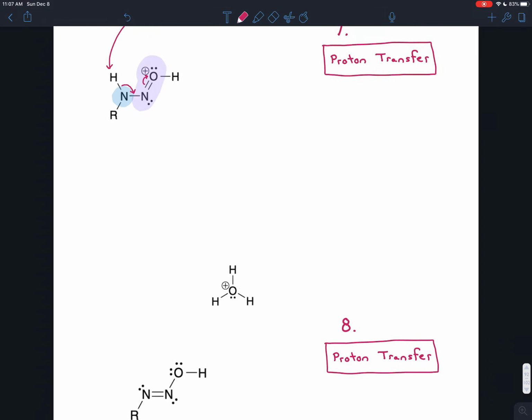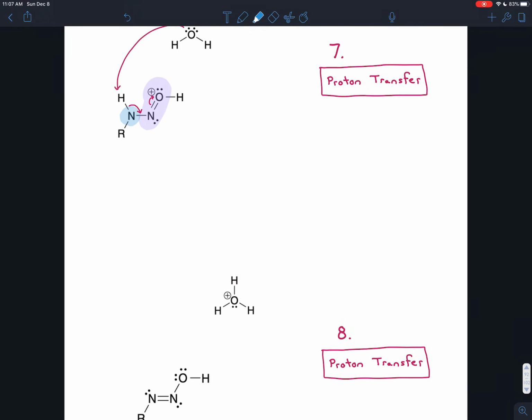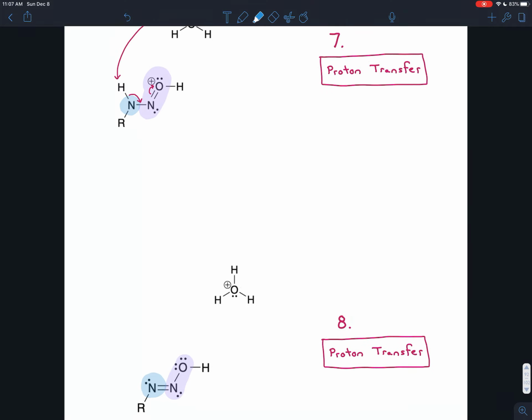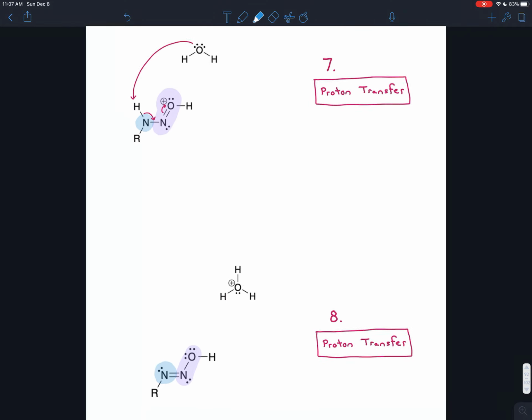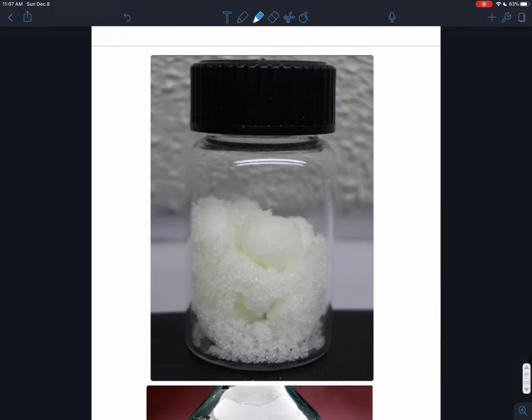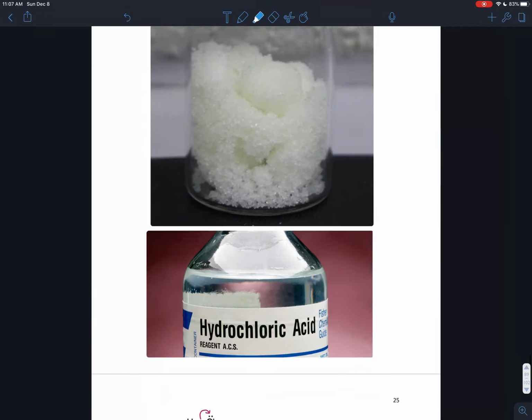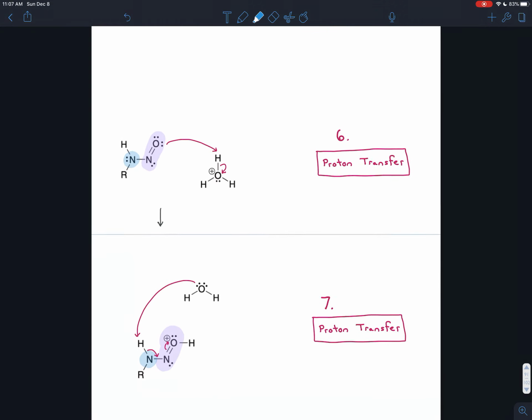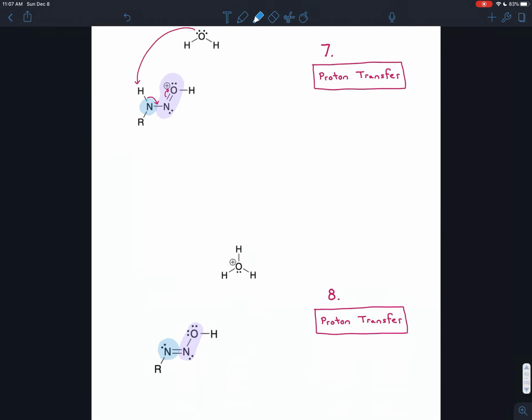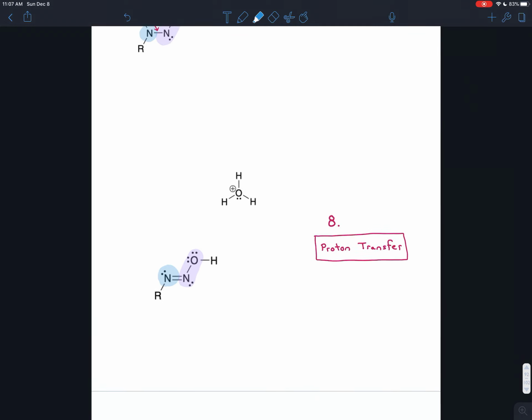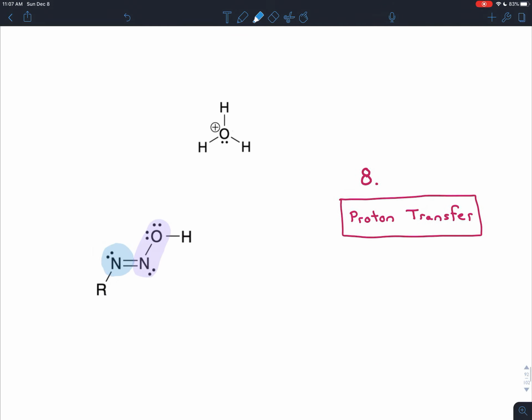What we end up with after that step is, notice we only have a single bond now between the nitrogen and the oxygen, and we have a double bond between the two nitrogens. So we're inching our way closer to our ultimate goal, which is to have 3 bonds between the nitrogens. And we're doing that really with a lot of proton transfers. Okay. Well, we have all the hydrogens off this nitrogen.